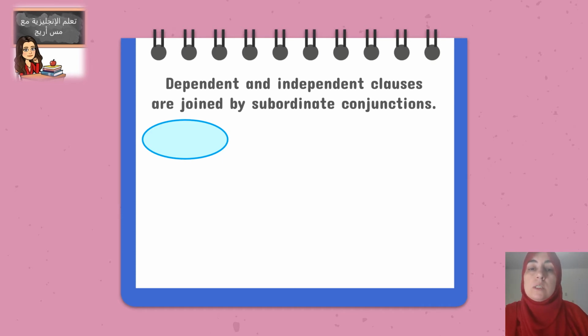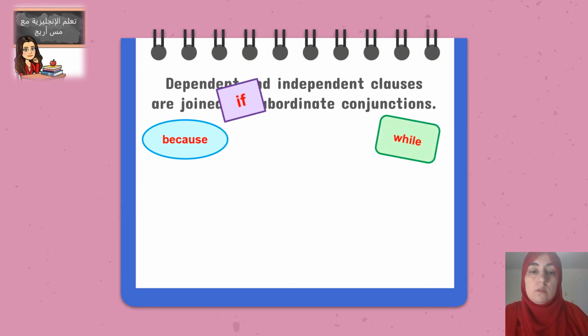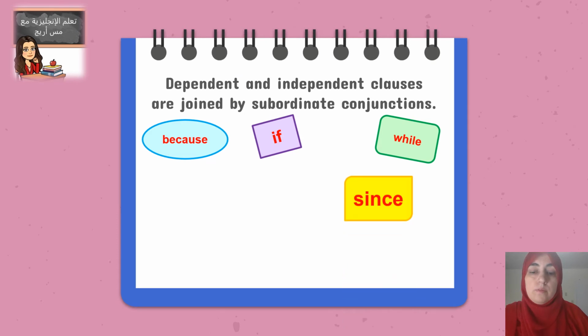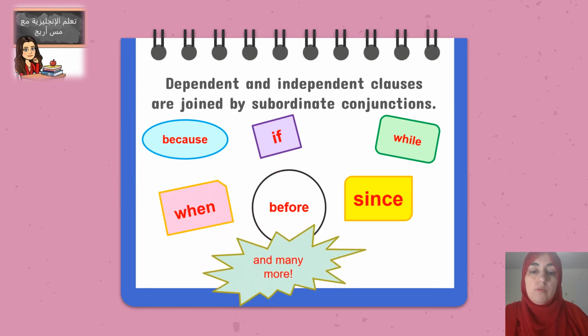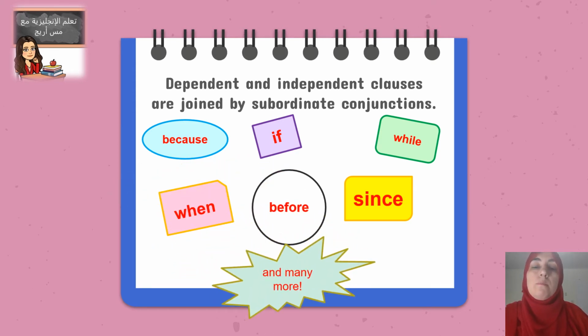We call them subordinate conjunctions. That is because these two parts are not equal. Some subordinate conjunctions are because, while, if, since, when, and before. And of course, there are many more. I've just given you some examples here, and you can look them up. They're called subordinate conjunctions.